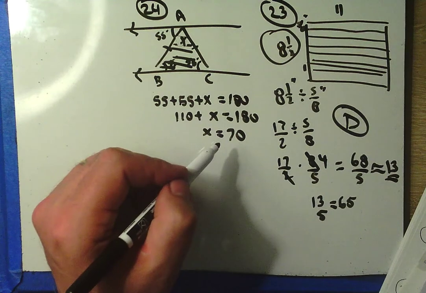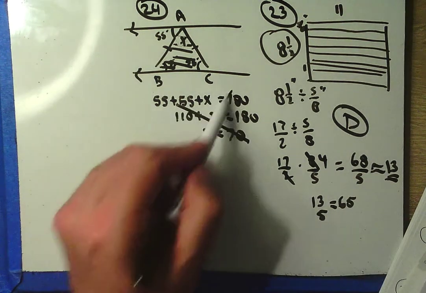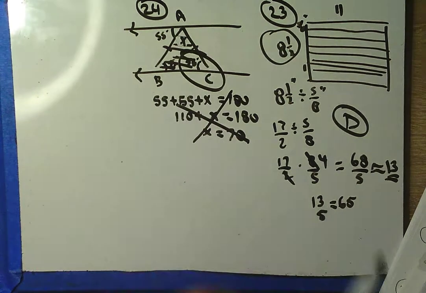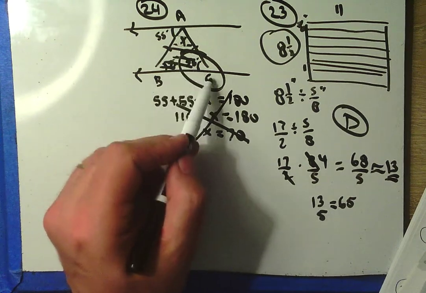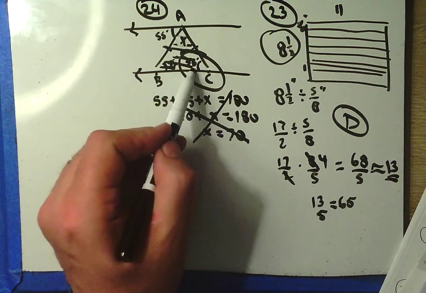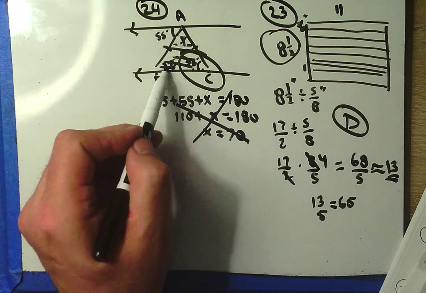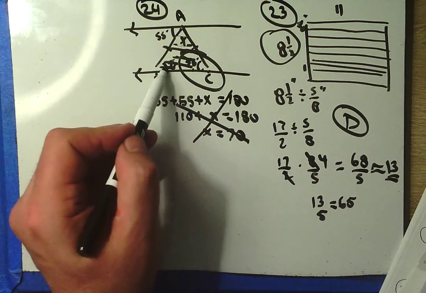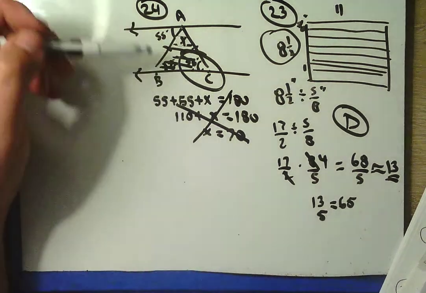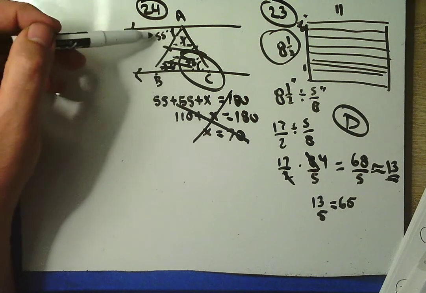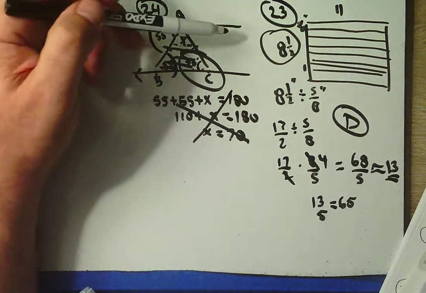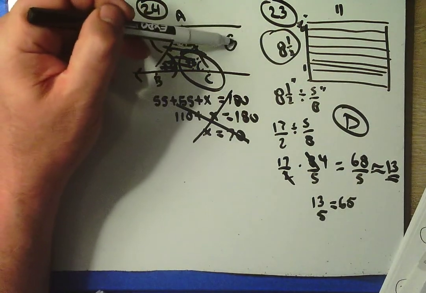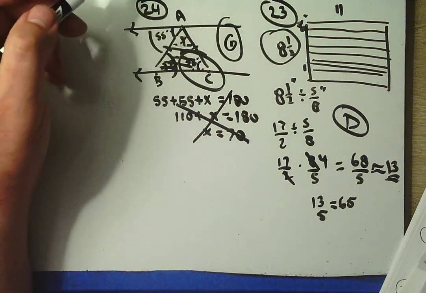Okay, what's the measure of angle ACB? Oh, well, I didn't need to do this. I already knew ACB. Lesson learned, it helps to read the question all the way through. We know that angle ACB is 55 degrees because it's congruent with this angle because of the alternate interior angle theorem, and this angle is congruent with this one because these are alternate interior angles. So for number 24, my answer would be G, 55 degrees.